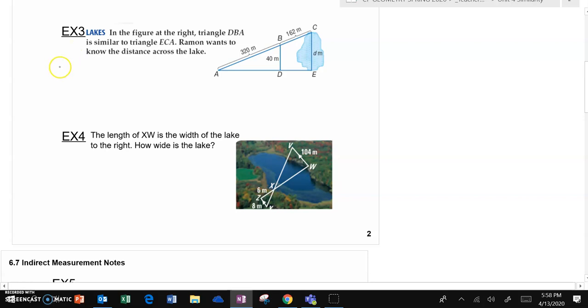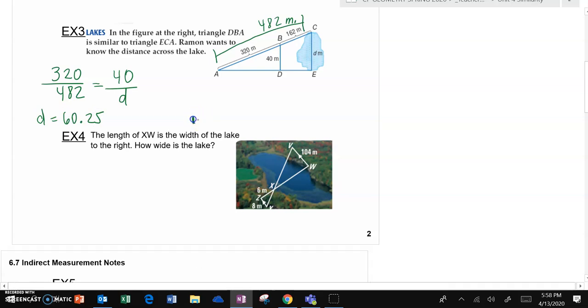Okay, so I'm going to go ahead and set up a proportion. 320 over 482, and 482 is this entire length, 482 meters, is equal to 40 over D, which is the distance across the lake. So if I were to solve that proportion, I would get the distance to be 60.25 meters. Somehow not wanting to write today.